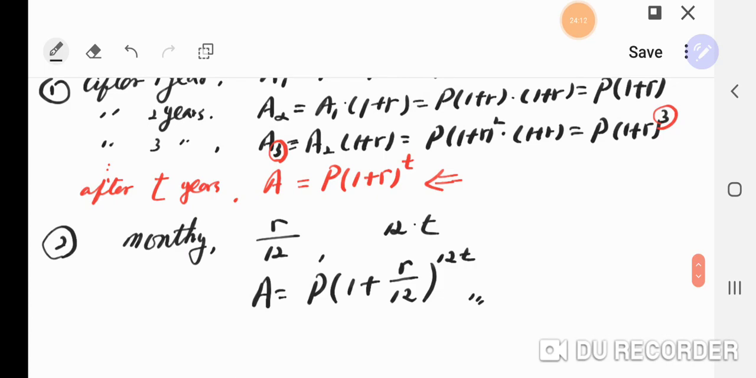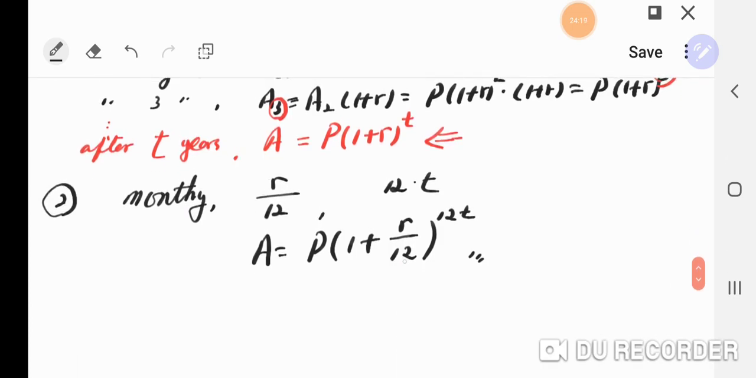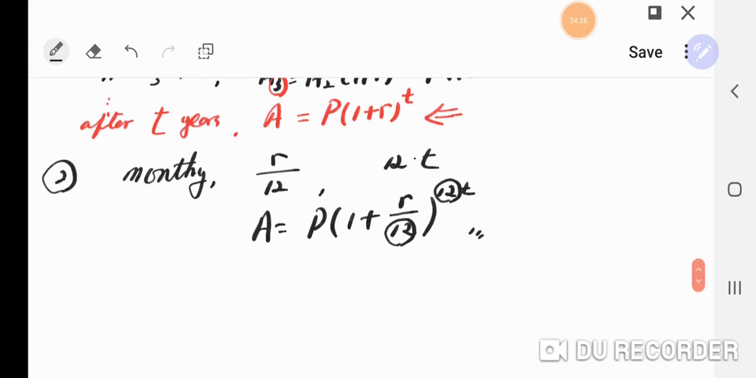So this is the amount compounded monthly. If this is quarterly, then n should be 4. If this is daily, then we can replace this by 365. Okay, so if it is compounded n times, then the amount will be P times 1 plus R over n, raised to the nt power.